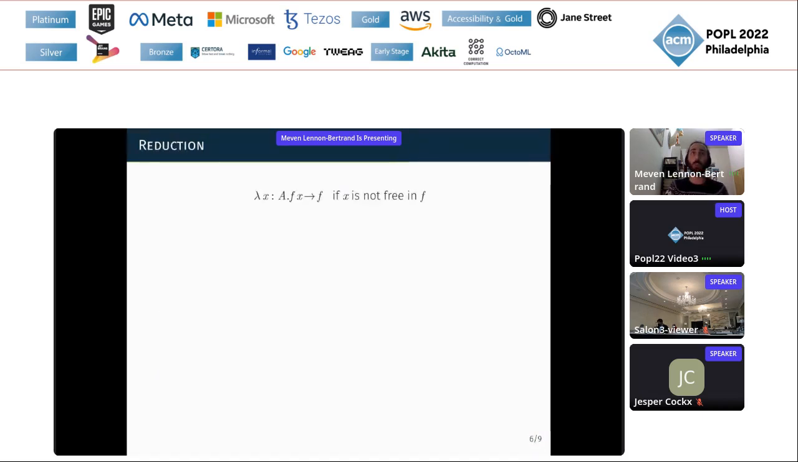Another possibility is to still have reduction, but now put it the other way around. Now you have really eta reduction. You cancel the abstraction if a variable is not free. And this goes a bit further in the setting we're in, but it still has some weird implications.